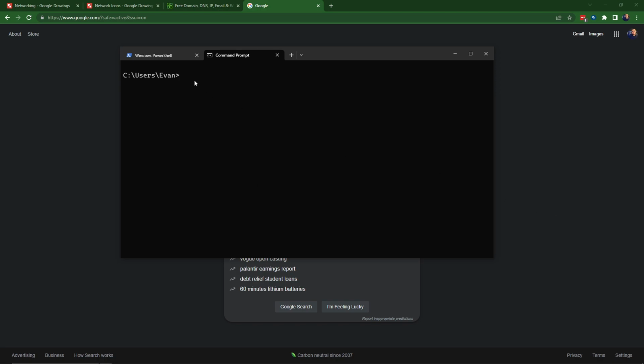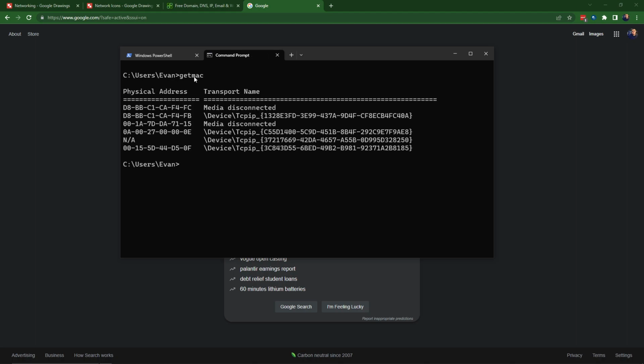Now, another very interesting one is, what if I wanted the MAC address? We talked about MAC addresses, because we have IP addresses, we have MAC addresses. We don't see MAC addresses as often in front of us, but they are there, they are being used. I can do getmac, like this. And you'll see these media disconnected ones you want to ignore. You may not have as many, but one of these is the actual MAC address of my device.